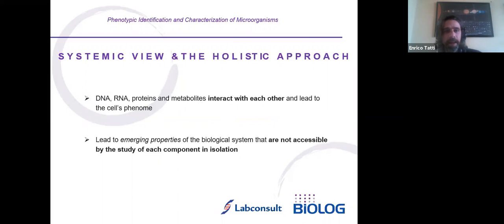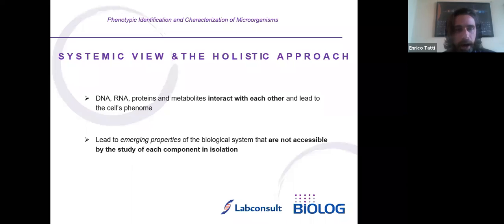And what it requires is a systemic view, or if you want, a holistic approach. It's too simple to look at the information and think that it travels from DNA through RNA and protein and metabolites directly to the phenotype. Actually, we know now, from the newest research in the last 10 years, that DNA and RNA and proteins and metabolites also interact with each other. And this interaction is very important and also controls the cell phenome. So the situation is much more complex than the linearity that we were taught initially, or that we thought there was initially.